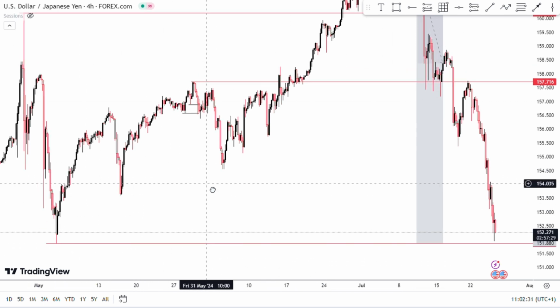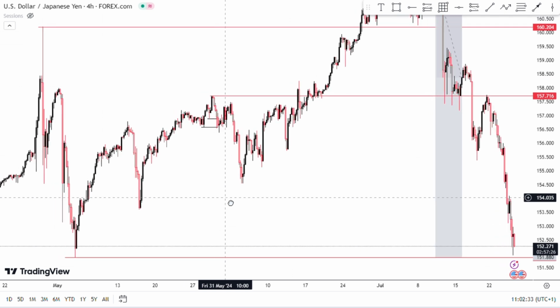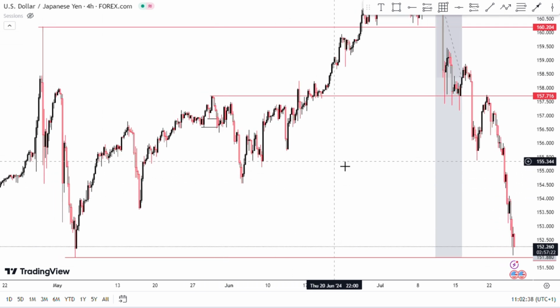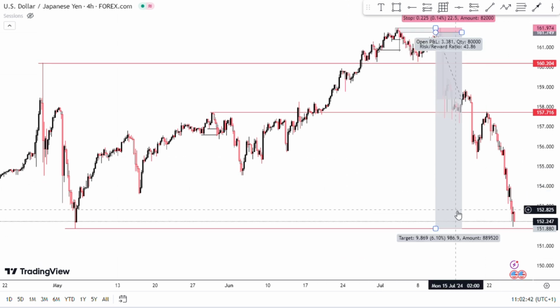The first thing I mentioned earlier is understanding and getting your bias. The best way to get your bias is to go to a higher time frame to see where exactly price is going. For this particular take profit here, I used multi time frame to get it.